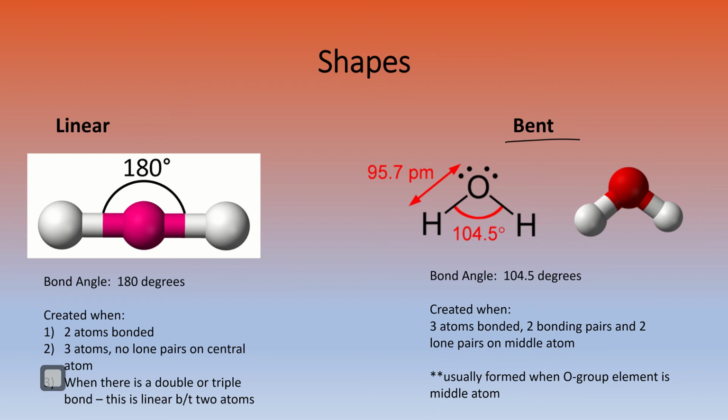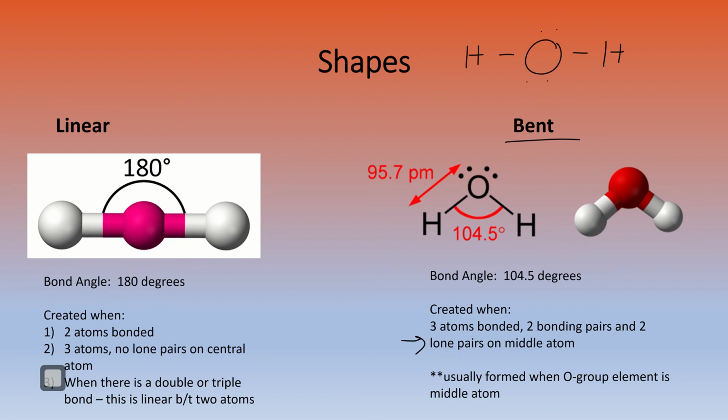And so what happens here is this is created when there's 3 atoms bonded, but there are 2 bonding pairs and 2 lone pairs on the middle atom. In other words, there's 2 bonds and 2 lone pairs. The good example here is water. So we could draw water out like this when we draw our Lewis structure.